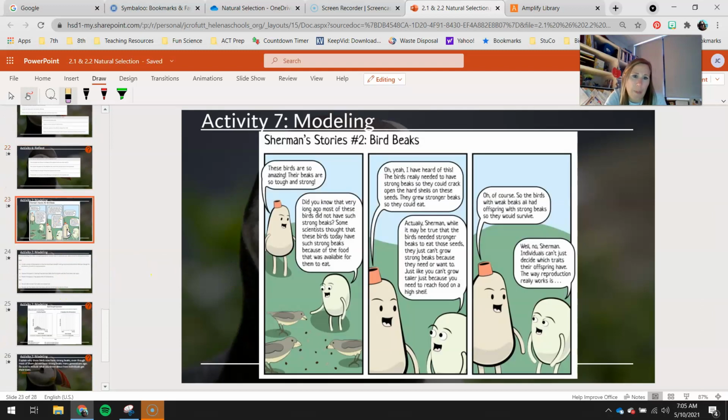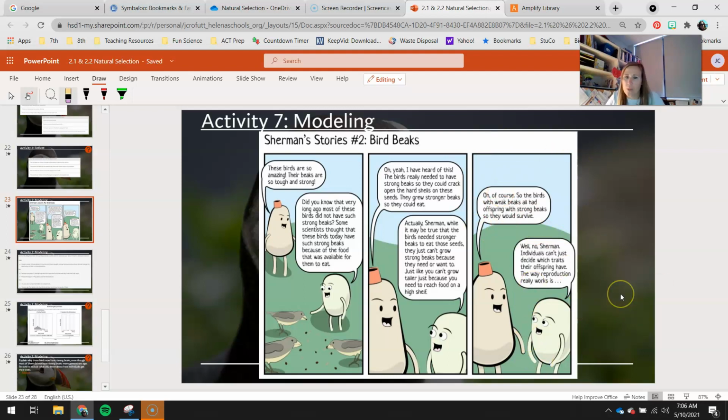Okay, and then wrapping up, we've got this little modeling tool, Sherman's Story, bird beaks. This is similar to what you read about. These birds are so amazing. Their beaks are so strong and tough. Did you know that very long ago they didn't have such strong beaks? Now we have strong beaks for them to eat. Oh yeah, they grew stronger beaks, and this guy's like, nah, that's not how it happened. He's like, oh, so the birds with weak beaks all had offspring with strong beaks. So that's kind of where we left off.